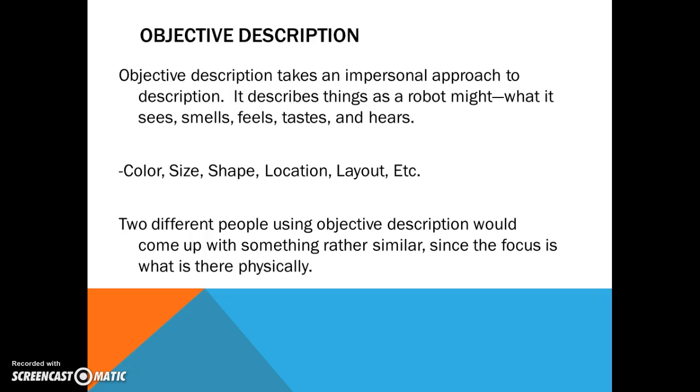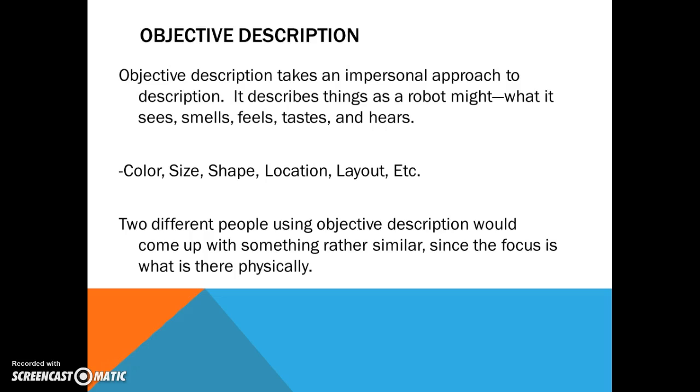The first type of description we can think about is objective description. An objective description is when we look at things like we're a robot, like we're a machine. We're describing just what we see, just what we hear, just what we touch, just what we smell, just what we taste. We're trying to be as objective as possible. These are things like what color is something, what size is something, what shape is something, where is it, how is it laid out, etc.